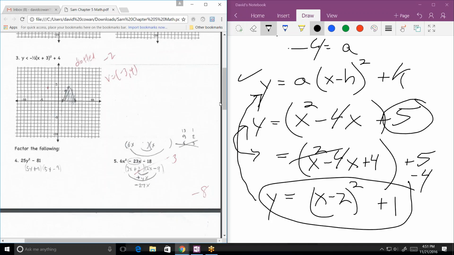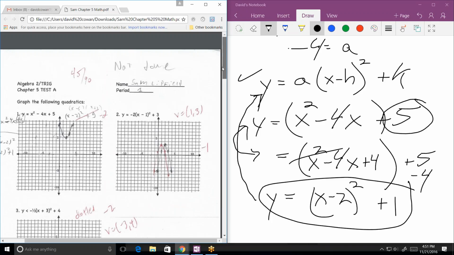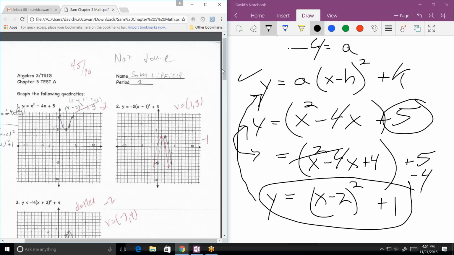So for number 1, I understand. Why is there a minus 4 though? Like, why do you subtract the 4? Okay. Let me explain it to you exactly.